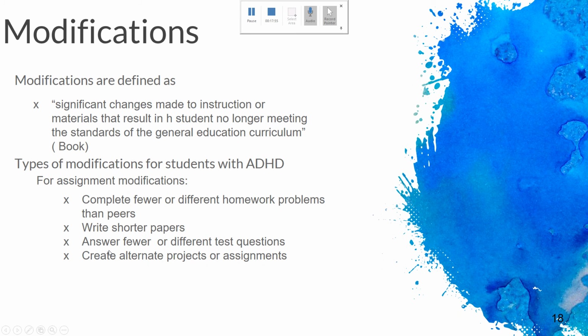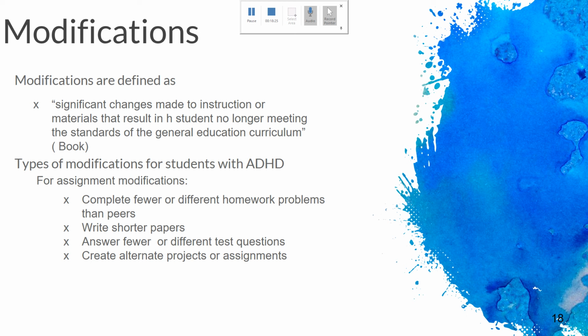So next we'll move on to modifications. The book defines modifications as significant changes made to the instruction or materials that result in the student no longer meeting the standards of the general education curriculum. And now this is very important. We try as educators not to do this, but it does sometimes happen. But when you can, try not to do a modification. Try to make an accommodation for the student.